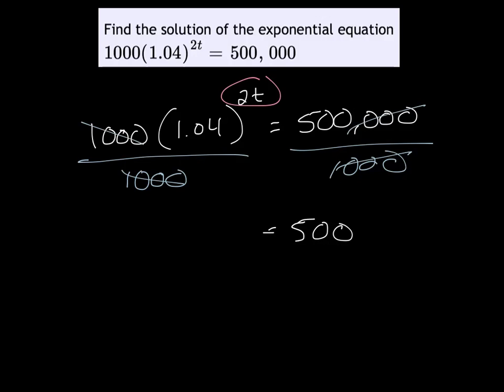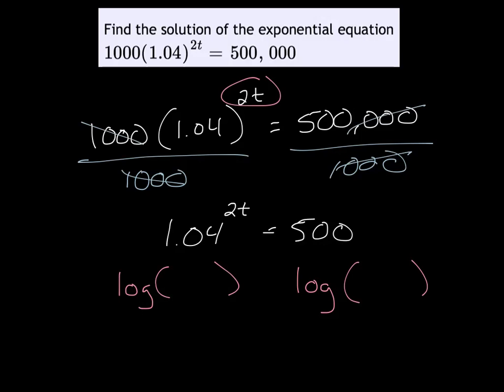On the left hand side, we've gotten rid of that 1,000, so what we have now is 1.04 to the 2t. Now you can keep parentheses around the 1.04, but we don't need it anymore, so I'm not going to add it. Alright, so the next thing we're going to do, we're going to apply log to both sides. We're going to use log base 10 just so we can get our calculator in the action. So I'm going to apply the log of this left hand side, and I'm going to apply a log to the whole right hand side here. So what we have here is a log of 1.04 to the 2t, and then on the right hand side here we'll have the log of 500.